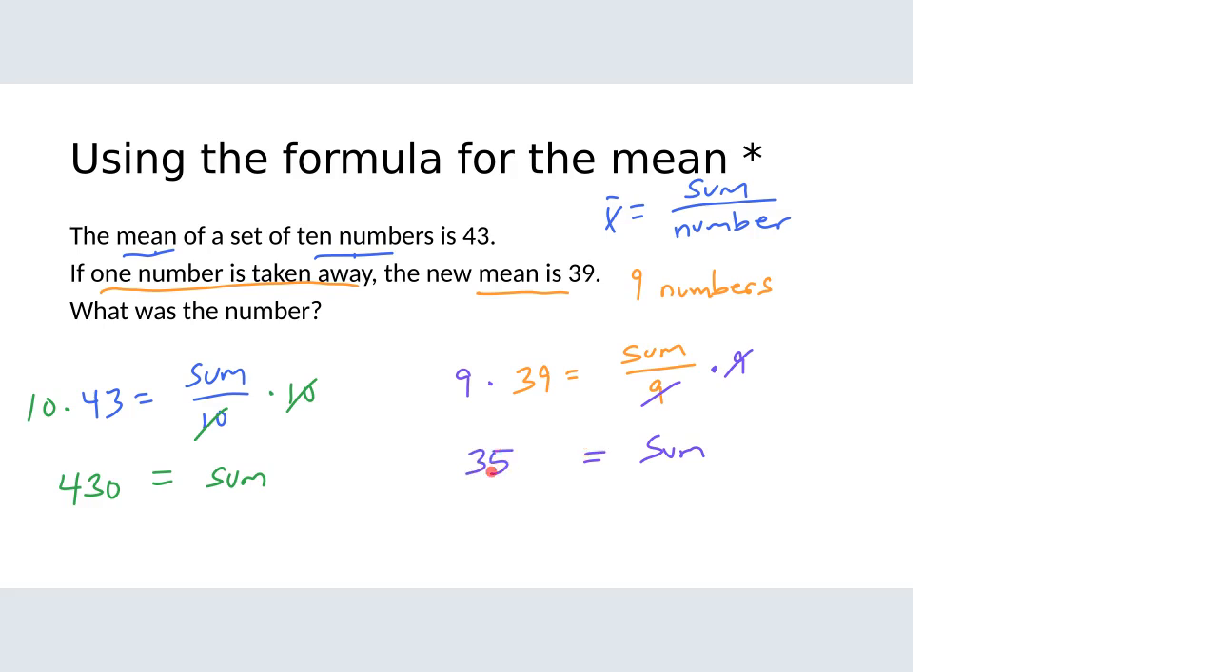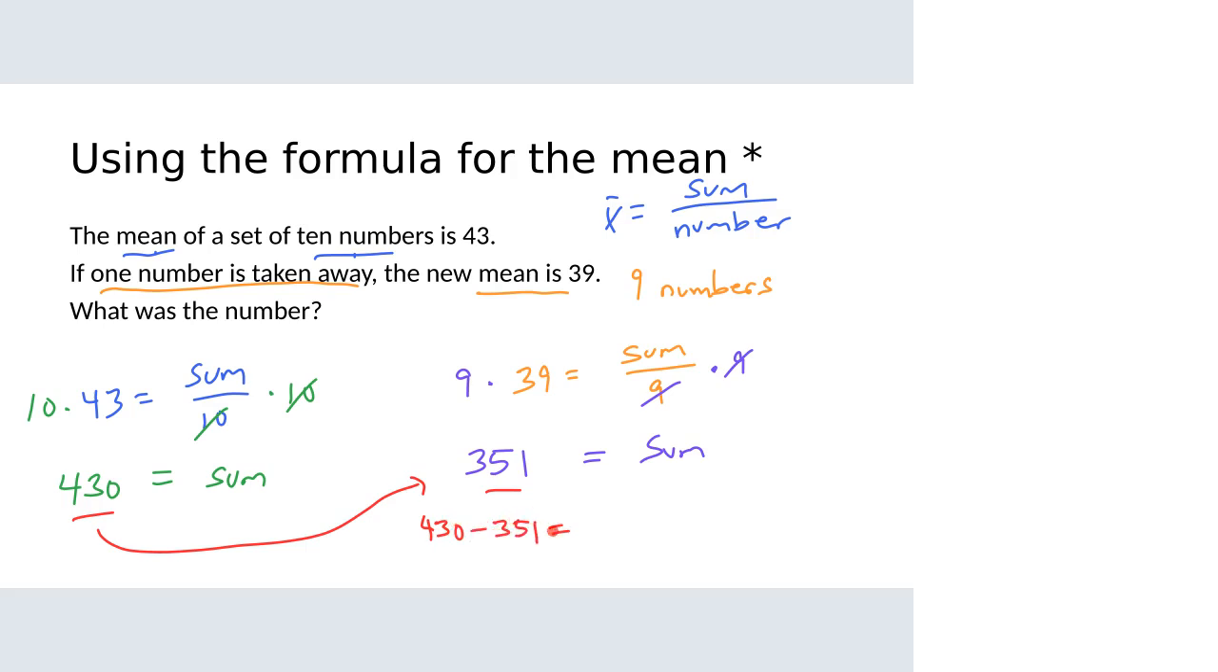351. So in the old set of numbers, there were 10 of them, and it added up to 430. In my new set of numbers, there's 9 of them, and it adds up to 351. So something's been taken away to reduce it that much, and I just need to subtract to figure out what that is.